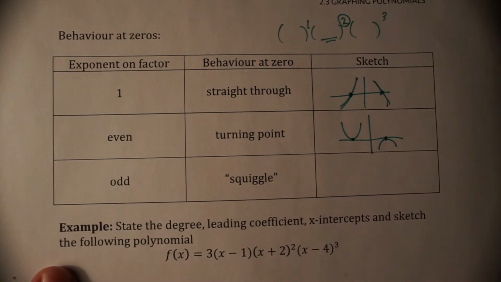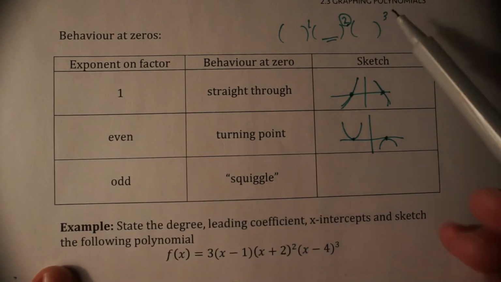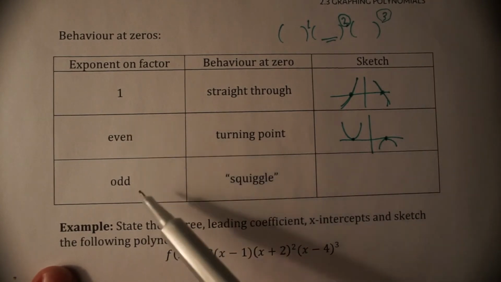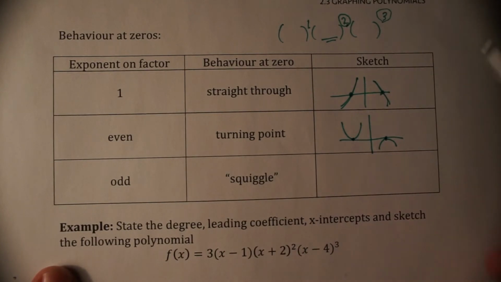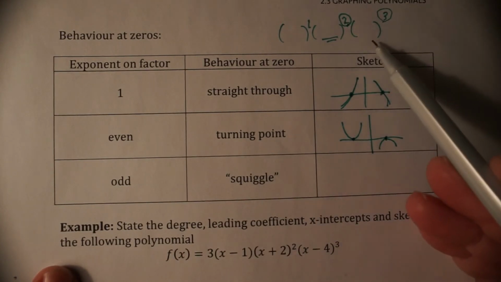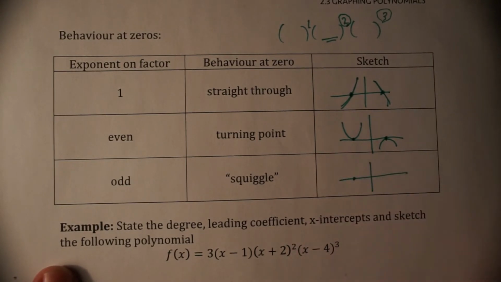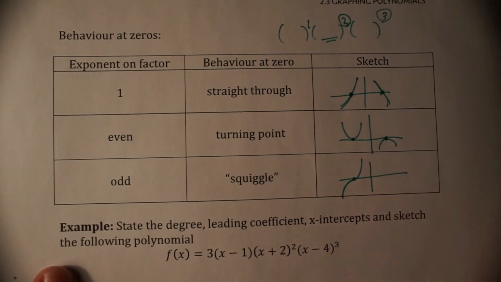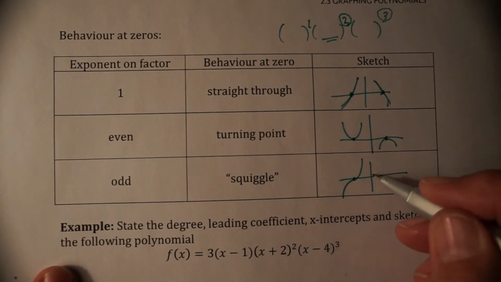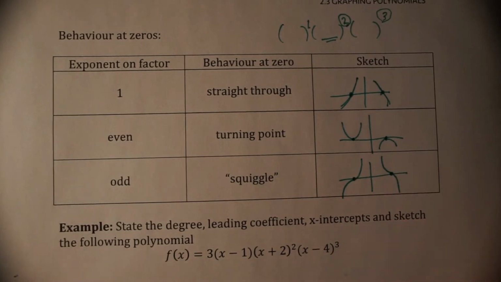And the third thing that can happen, that's if you have an even exponent, so that would be a 2 or a 4 or a 6. But you could have an odd exponent that's not 1. 1 is odd, but it just goes straight through. But a 3 or a 5 or a 7 or a 9 on the exponent of your factor, that's going to give you a squiggle right on your 0. That just means it's going to come up as if it's going to turn, but instead it's going to turn and go the other way, similar to what would happen to x cubed at 0. So it's like this, or it could go this way. But it's going to have a squiggle right on the x-intercept.